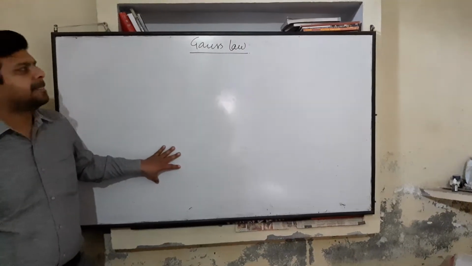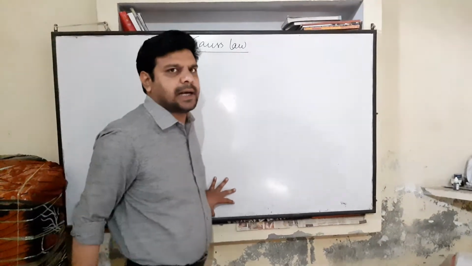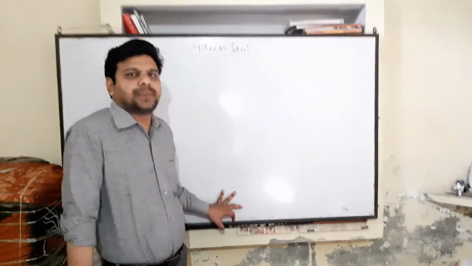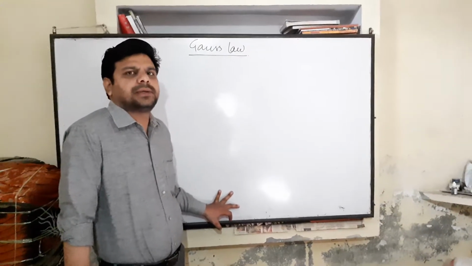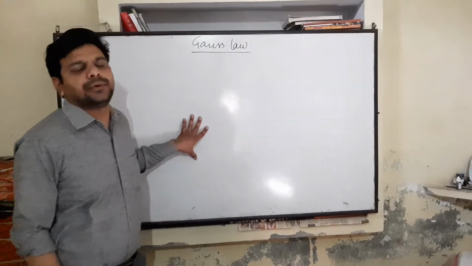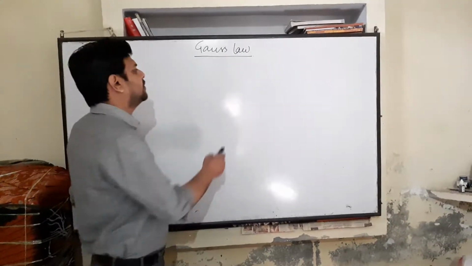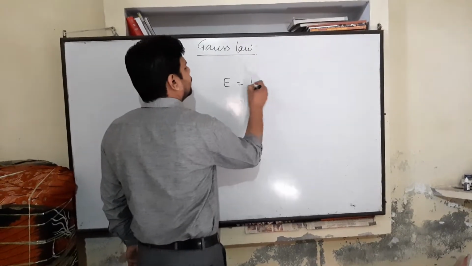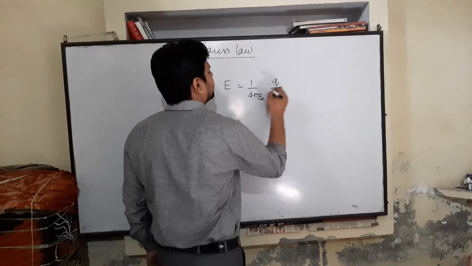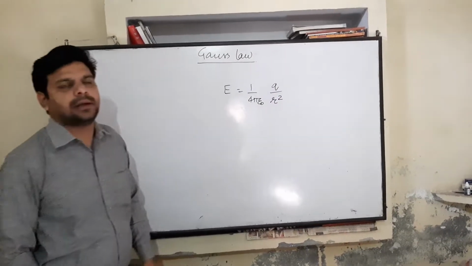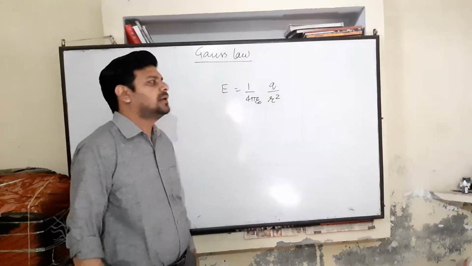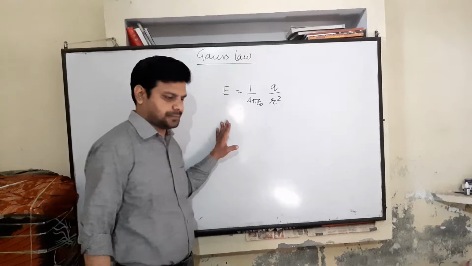Hello student. In last lectures, I explained how we can find the electric field produced by a point charge and an electric dipole using Coulomb's law. The electric field produced by a point charge is given by E is equal to 1 over 4 pi epsilon naught Q over r square. We can find the electric field produced by any charge configuration with the help of Coulomb's law.